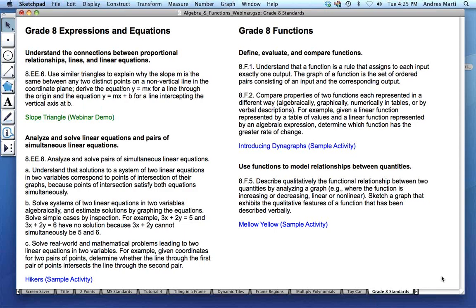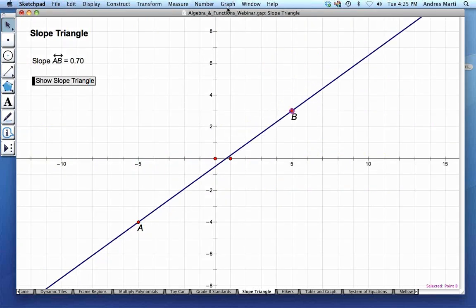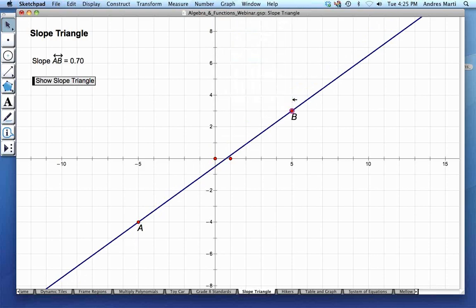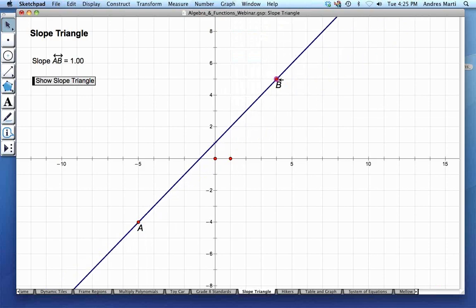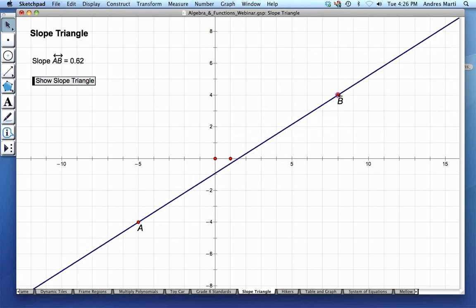So one thing I want to show is this idea that you can use similar triangles to explain why the slope is the same between any 2 points. So I have here something I built today. It's fairly simple. It's just a line. You can move it around. I actually chose snap points so that my points A and B will always go from integer to integer, or to lattice points. You can remove that, and it could be anything.